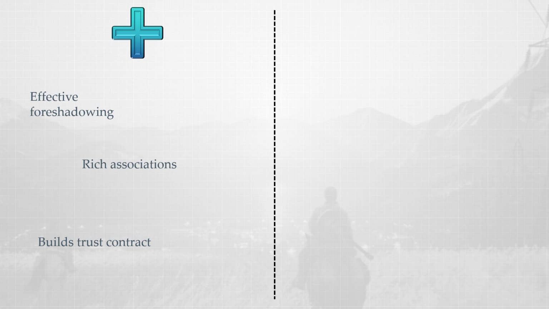The good thing about color is that, unlike some of the other techniques that we've discussed so far, it can be effectively used for foreshadowing because of all of those rich associations that we have with colors. And in the same way that shapes and affordances can be used to build up a rule set, color can do the exact same thing. And if you're consistent with your use of colors and what they mean, you're really building up this trust contract between the player and the level designer.